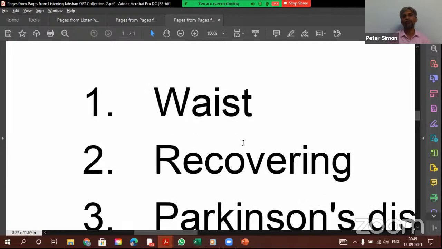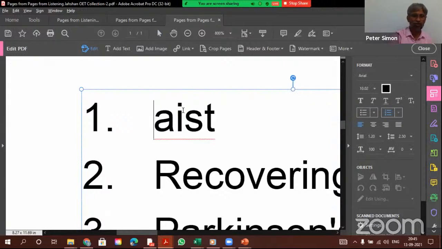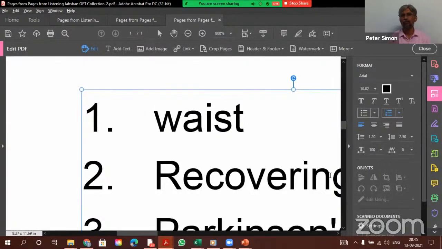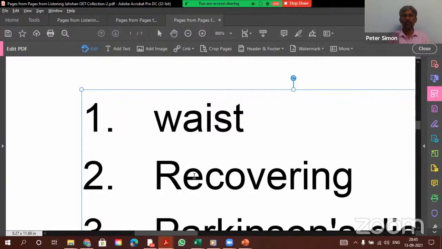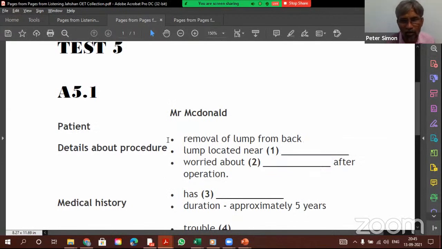Next, recovering. So recovering, it's a mistake here. Let me correct it in the paper itself. This is wrong. This must be a small letter. Yes, that's right. The next one is recovering. Will there be a capital R in the middle of the sentence? Everyone will say no. See, in the beginning, this is a bullet point. After a bullet point, there will not be a capital letter even at the beginning of the bullet point.